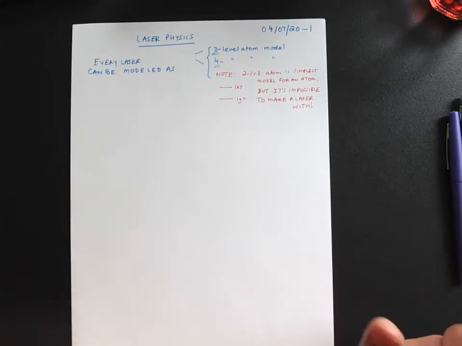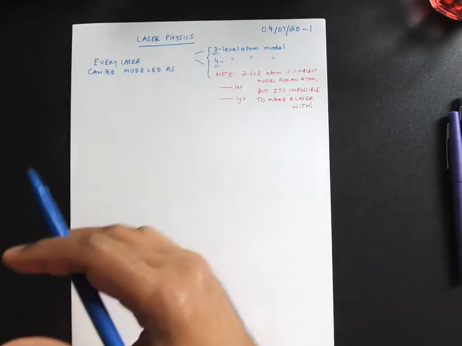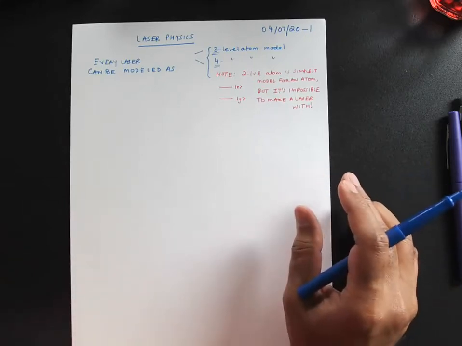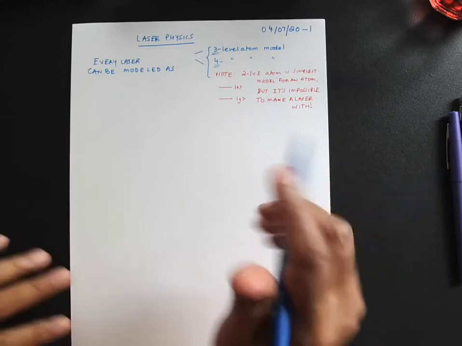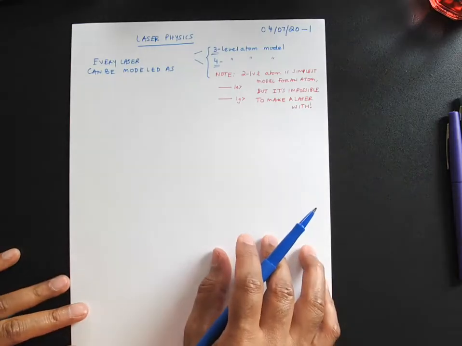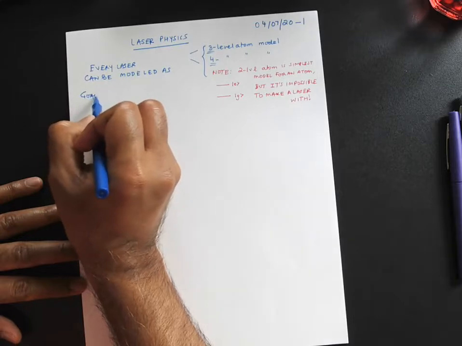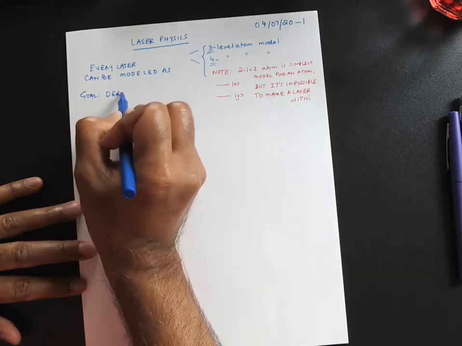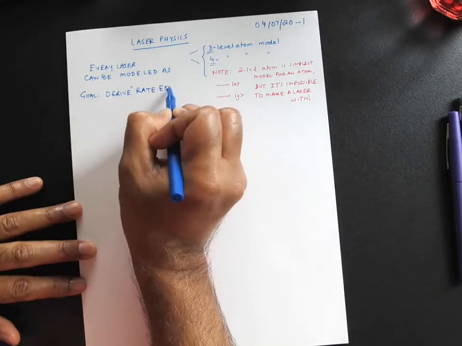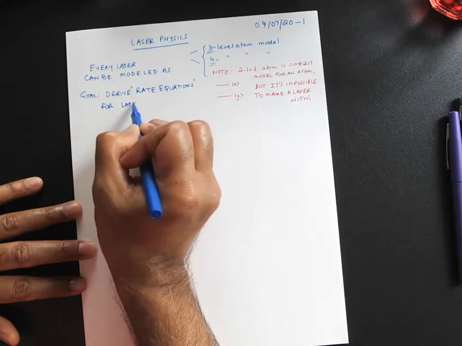And at that point, you know what? You are a fully trained laser engineer. You can go and work in industry. You know all the theory that a laser engineer knows. Laser engineers only know the differential equations that go with the three-level and the four-level atom, and those are extremely simple equations. So our goal is to derive these, which are called rate equations for laser models.